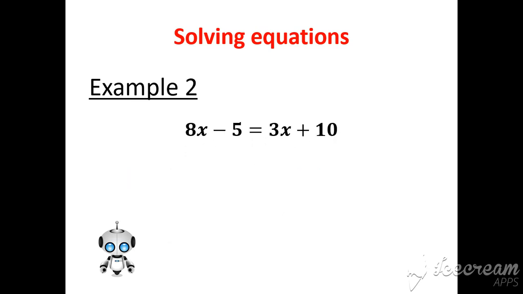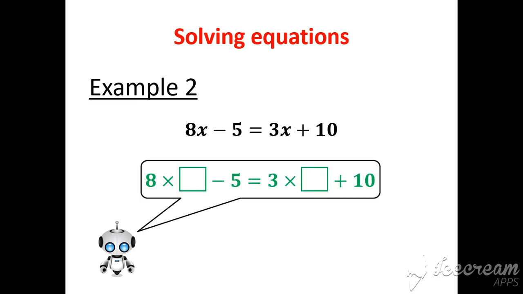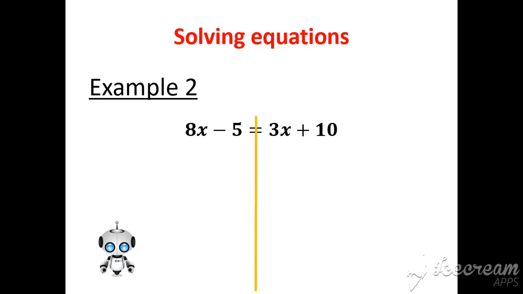Right, let's step into example 2. Here's another one. 8x subtract 5 is equal to 3x plus 10. So 8 times some number minus 5 has to be equal to 3 times the same number plus 10. We've got to figure out what x is. Right, line down the middle. Right, x is on both sides, so this is a little bit different to what we've been doing in the past. Here we go. Now there's some different ways to start.